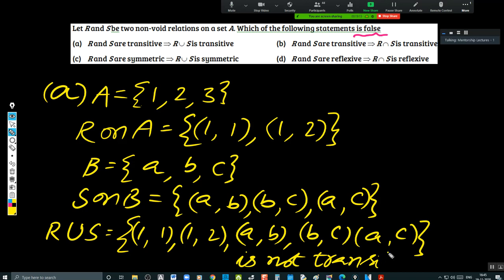Okay. Sir, because it consists of 1, 2, 3 and a, b, c also, and you cannot write the relation transitive for this one. Yes, please.